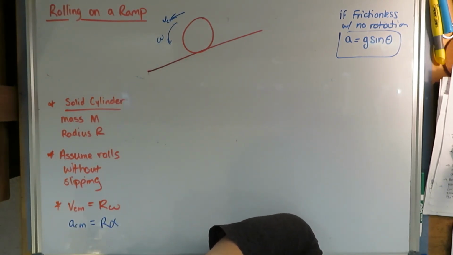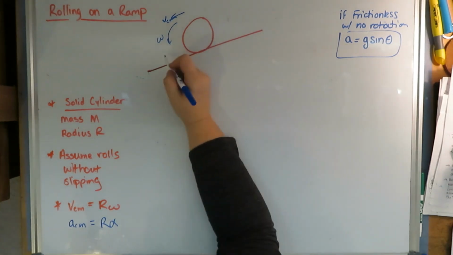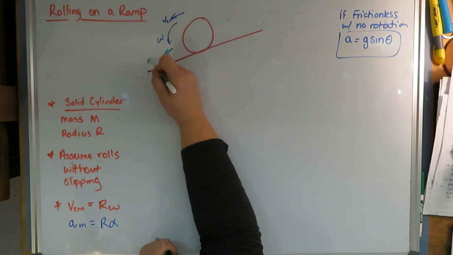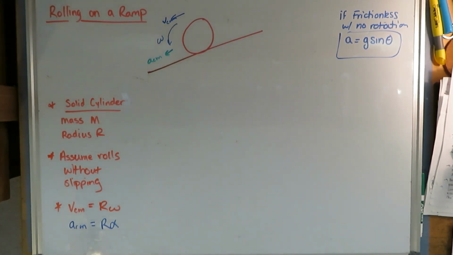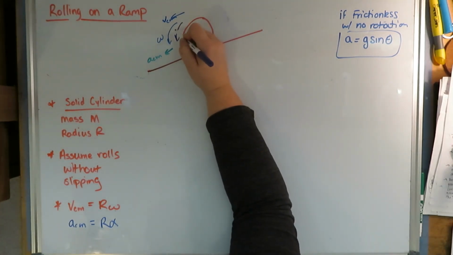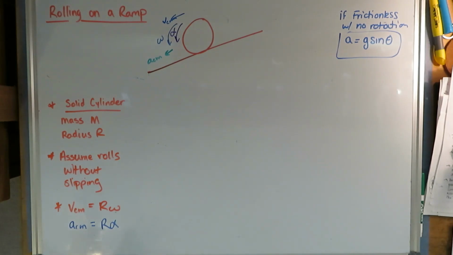So I know that my linear acceleration has to be down the ramp, because if it's going to speed up linearly, that linear acceleration has to be in the same direction as my velocity of my center of mass. Now, in terms of the rotation, if I'm speeding up linearly, I also have to be speeding up angularly, so that I'm going to have an angular acceleration alpha that is in the same direction as my angular velocity.